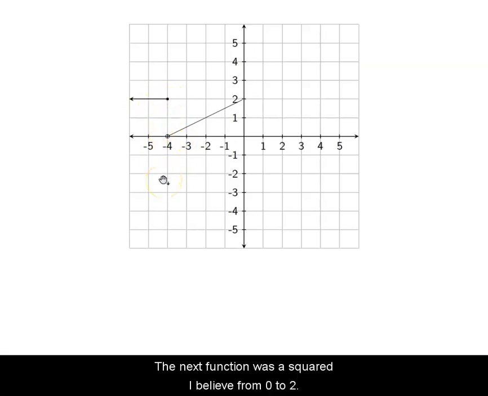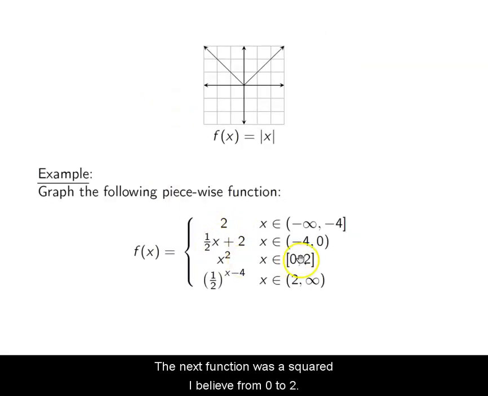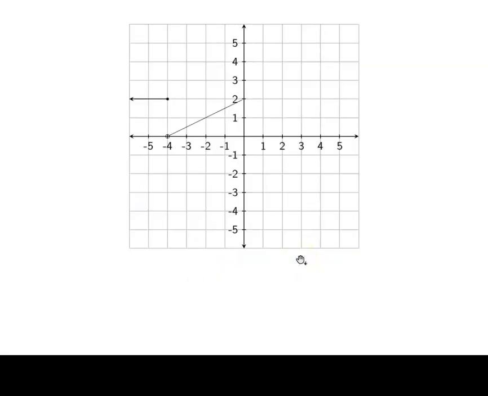The next function was x squared, I believe, from 0 to 2. From 0, I get out a 0 in x squared. When I plug in 2 into x squared, I get out 4. So I'll have half of a parabola, basically from 0 to 2 here.